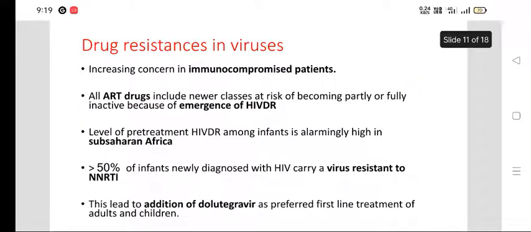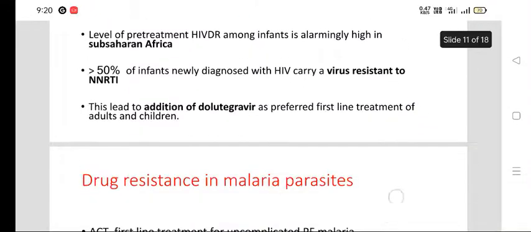Drug resistance in viruses is most common in immunocompromised patients, and there are increasing concerns in immunocompromised individuals. All antiretroviral drugs, including newer classes, are at risk of becoming partly or fully inactive because of the emergence of HIV drug resistance. The level of pre-treatment HIV drug resistance among infants is alarmingly high in sub-Saharan Africa. More than 50% of infants newly diagnosed with HIV carry a virus resistant to non-nucleoside reverse transcriptase inhibitors. This led to the addition of dolutegravir as a preferred first-line treatment for adults and also for children.